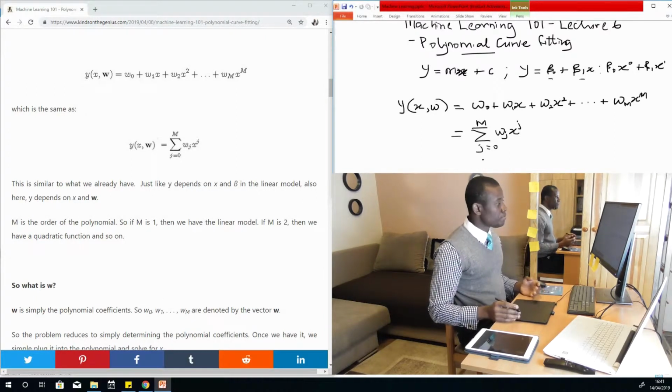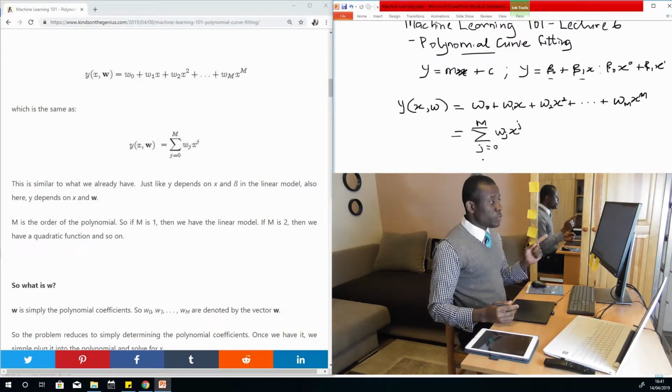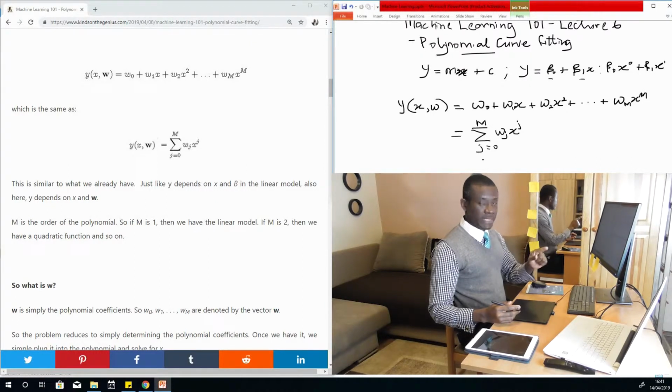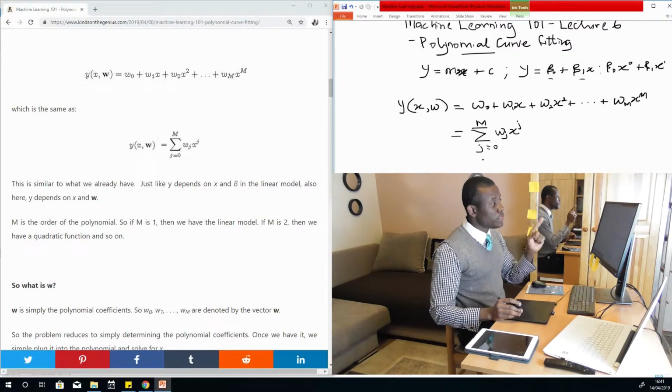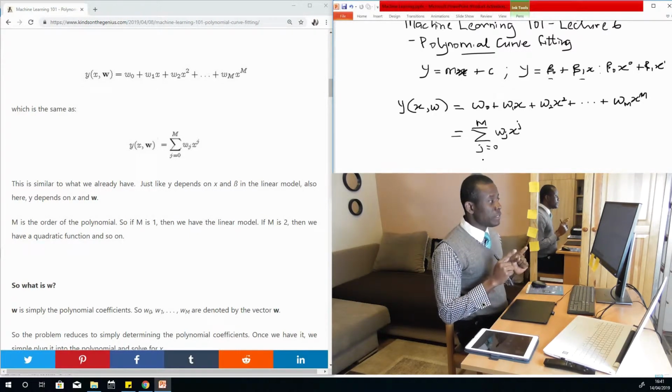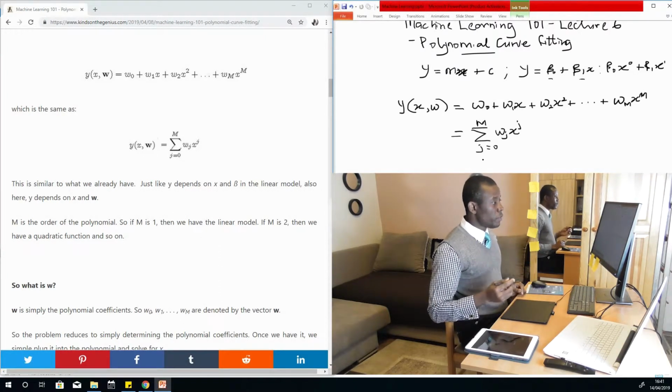But the question now is, how do we find w? What is w? How do we determine m? Before I continue, I'd like to tell you that w remains the coefficient. We are not using beta, we use w, but you can also use beta in this place. So we have beta 0 plus beta 1x. In this case, we have w0 plus w1x plus w2x squared all the way up to wm x to the power of m. So I'm changing the notation from beta to w. So it's the same thing. This is just the coefficient of regression. But this time we are not talking about linear regression. We are talking about polynomial regression.